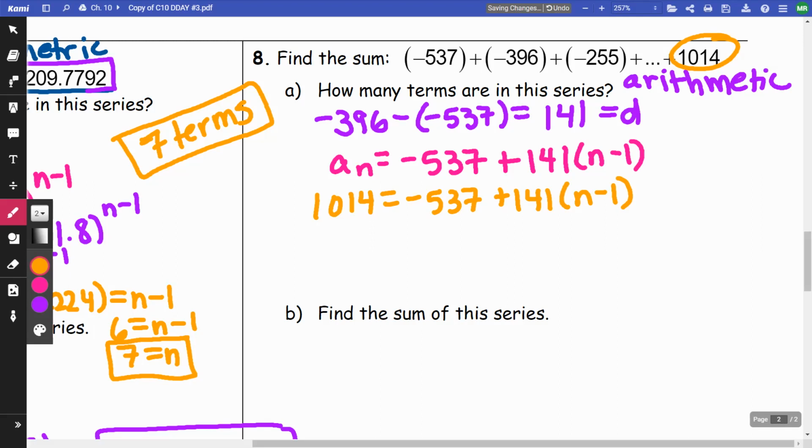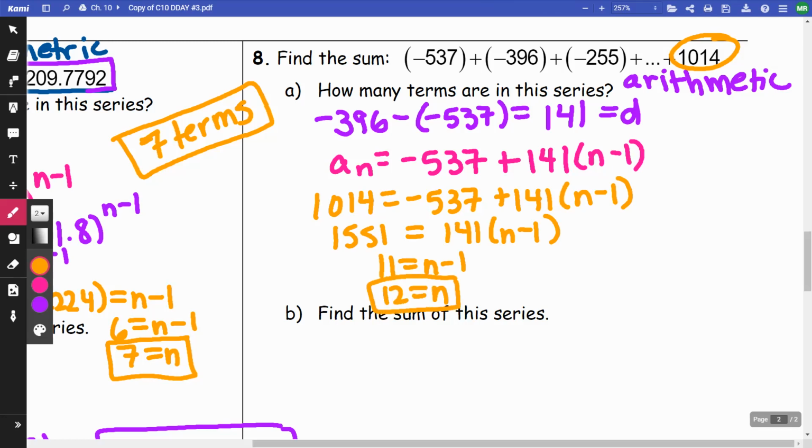I'm going to add 537 to both sides. And I get 1,551. I'm going to divide both sides by 141. And when I do that, I end up with 11. And when I add 1, I get 12. So this is 12 terms.